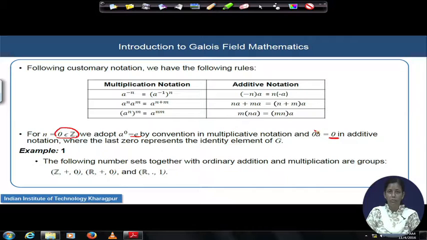So, once we understand the definition of the group, we can now map that the set of the integers with respect to the plus, the additive operator, and with respect to the 0 identity element, is a group. The set of real numbers with respect to the additive operator and 0 identity element is a group. The set of real numbers with the multiplicative operator and with our identity element 1 is also a group.